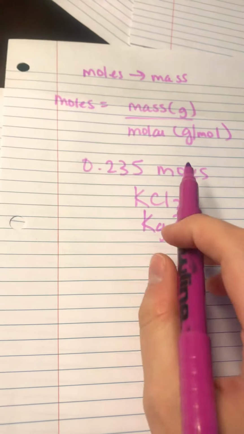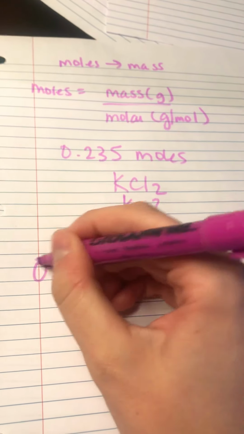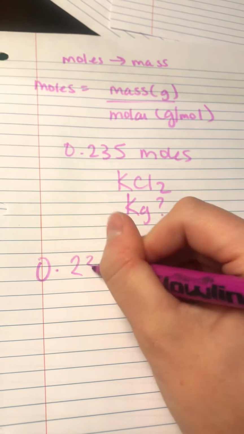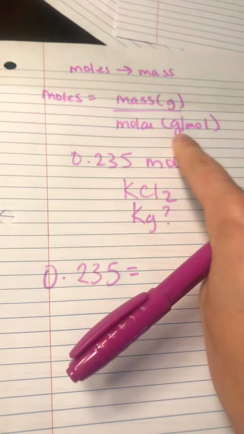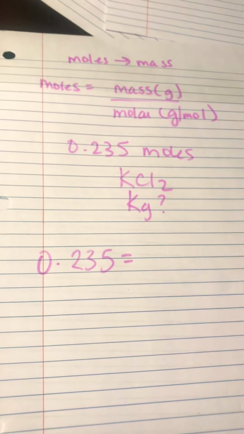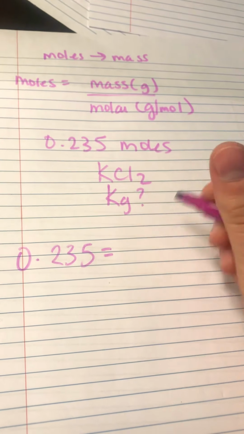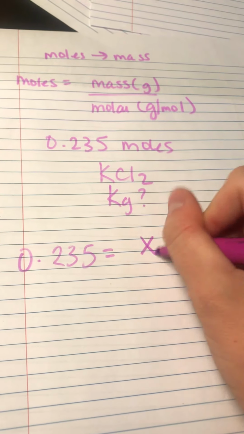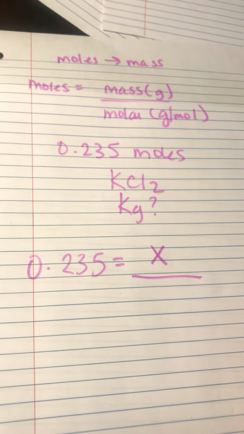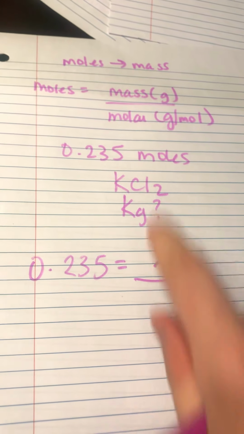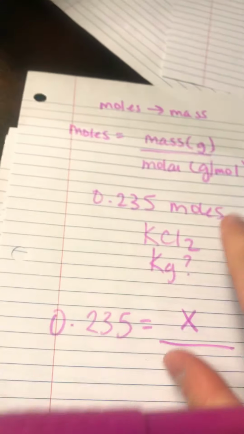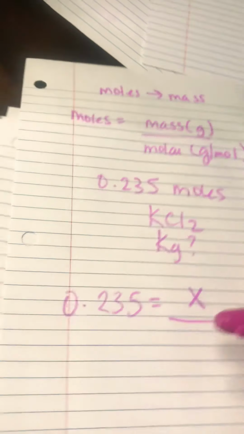Okay, so let's plug in what I have. What do I have? Well, I have the moles, so I can put moles right here on this side of the equation. Do I have the mass? No, that's what I'm trying to find, right? I'm trying to find the mass in kilograms. So I'll just leave that blank. I can put X, whatever floats your boat. And then down here, you're going to put the molar mass. Well, again, we have to find the molar mass of potassium chloride. So we do the same thing as before. We go to the periodic table.